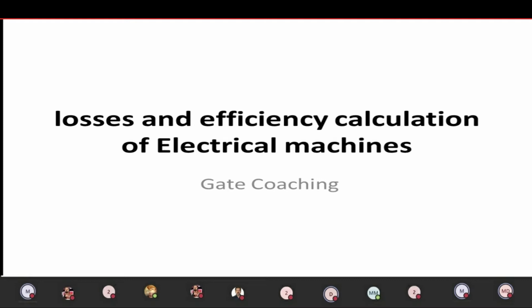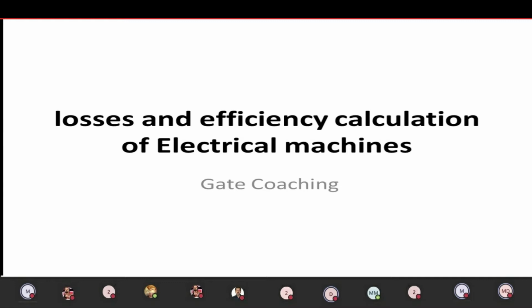Hello students, today we are going to see about the losses and the efficiency of the electrical machines. So losses, what is the term? Indicate losses and the efficiency. On behalf of Padimala Institute of Technology, I am N. Karthikeyan, Department of Electrical and Electronic Engineering. We are going to discuss about the GATE coaching, the topic of losses and efficiency calculation of electrical machines.